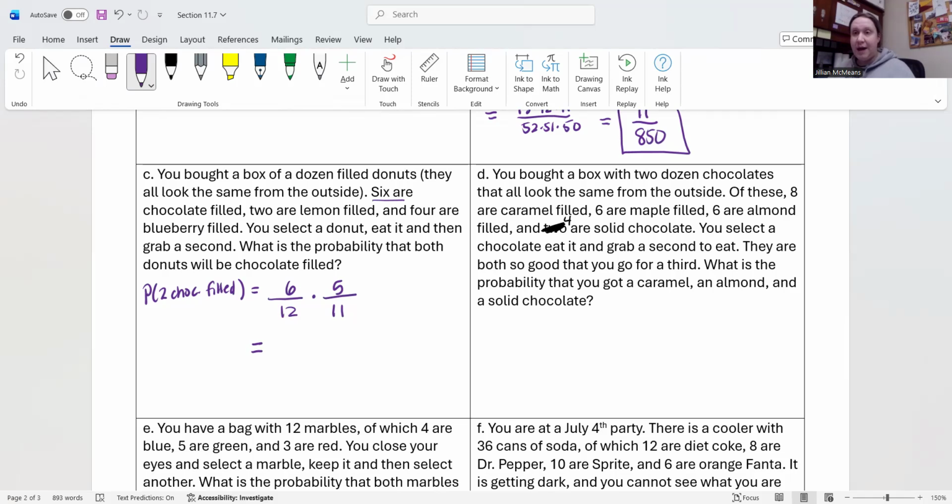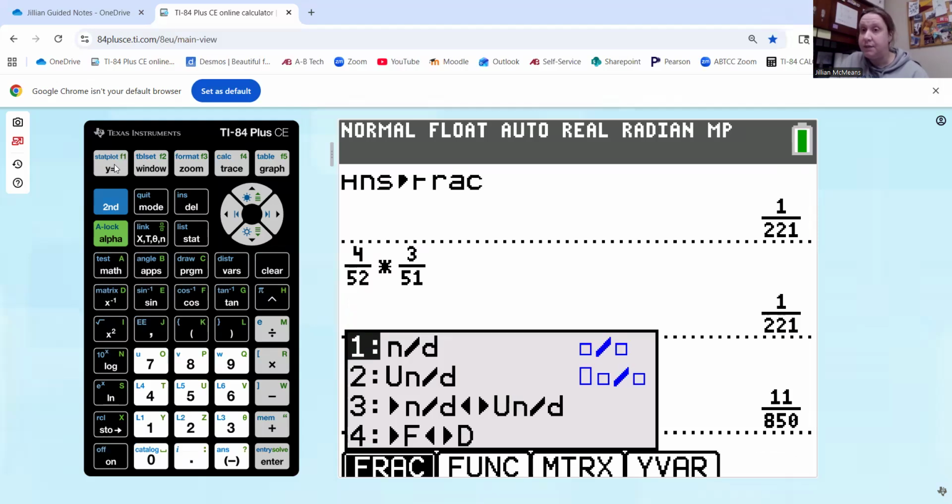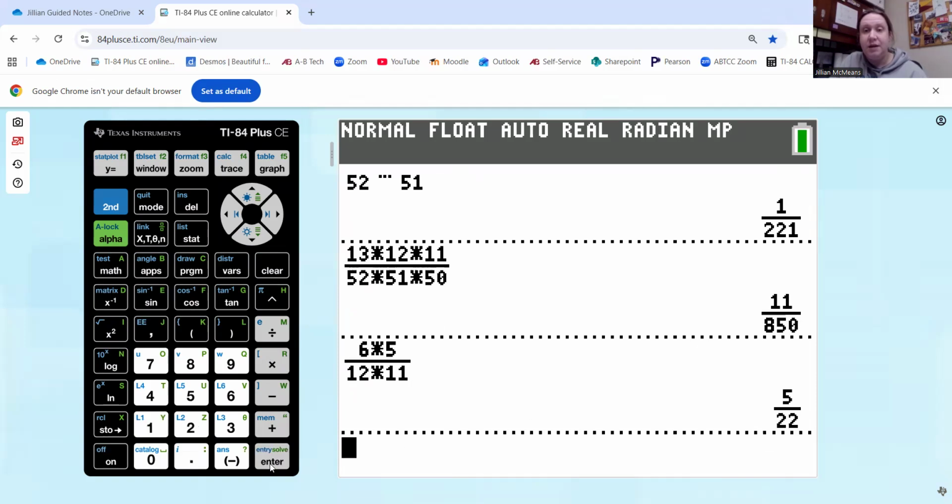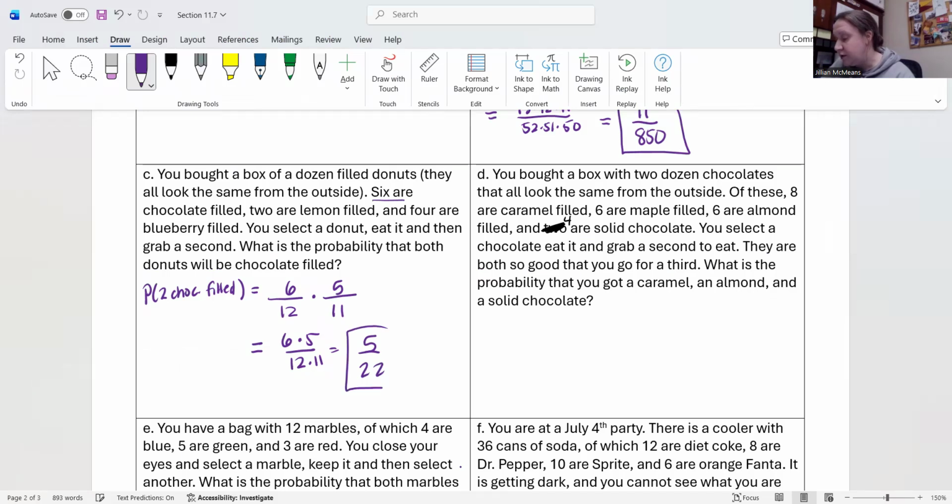So we can go ahead and do our multiplication here. Remember, we have 6 times 5 over 12 times 11. You could almost do this one in your head, but let's go ahead and go to the calculator. So remember, on the calculator, we go alpha y equals, okay? Alpha y equals, we'll pull up the fraction template. And for the numerators, we had 6 times 5. For the denominators, we had 12 times 11. Hit enter, and we get 5 over 22. So 5 over 22 is the probability of getting 2 chocolate-filled donuts.